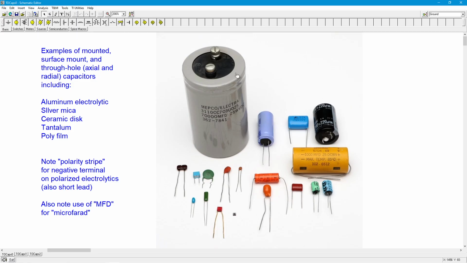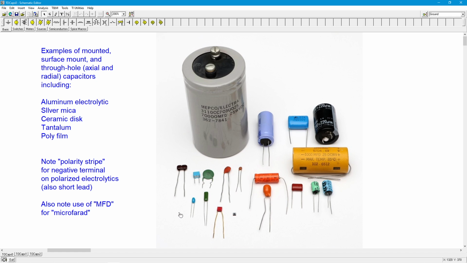Other ones that are available, silver mica. These are actually pretty nice, stable caps. We've got a variety of different ceramic disc caps here, and ceramic discs vary a lot. There are some really high quality ceramic disc caps out there, NP0, for example. But then there are others that have very sloppy tolerance, not nearly so nice, very sensitive to temperature changes.